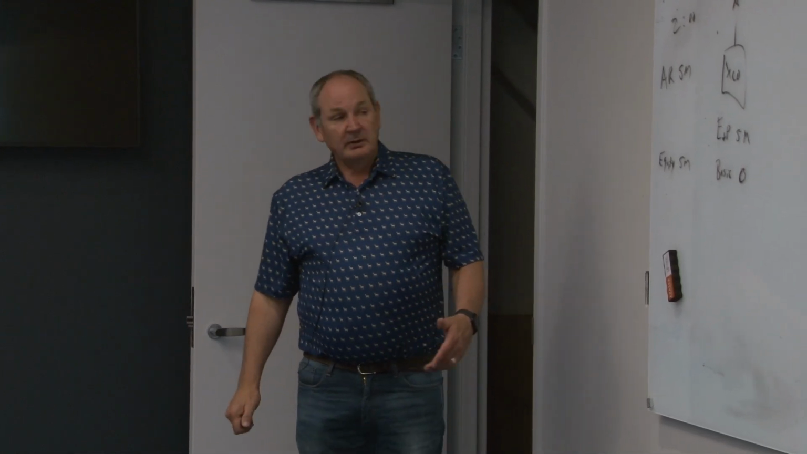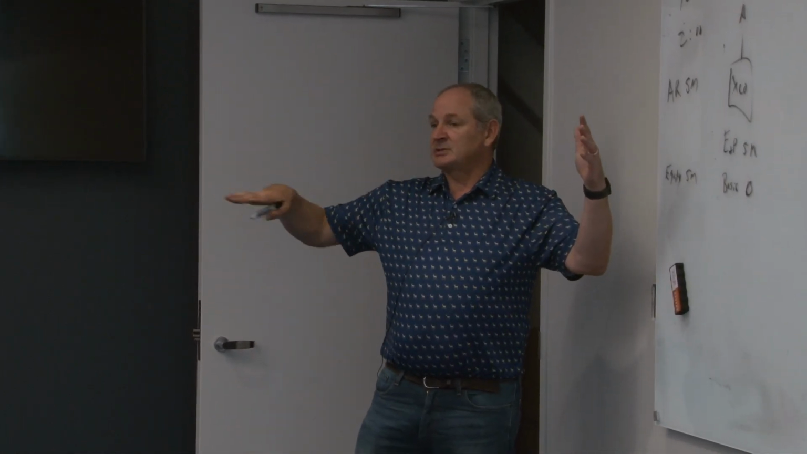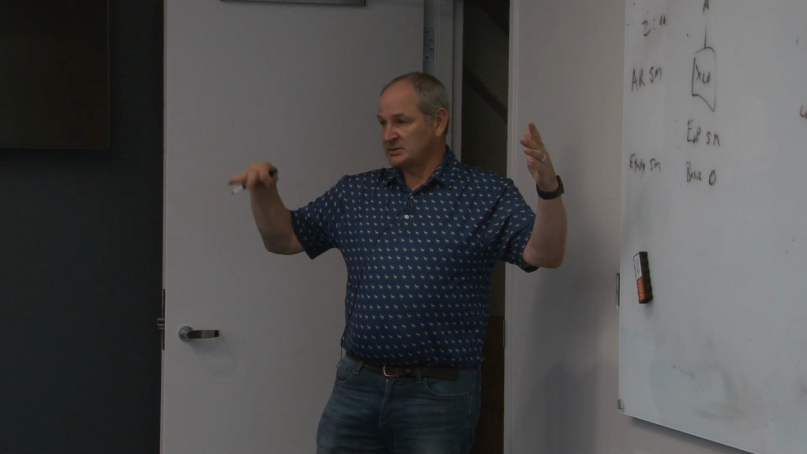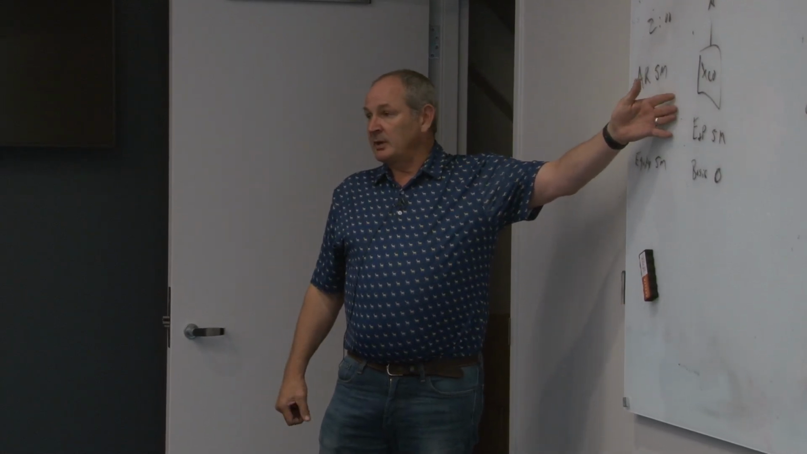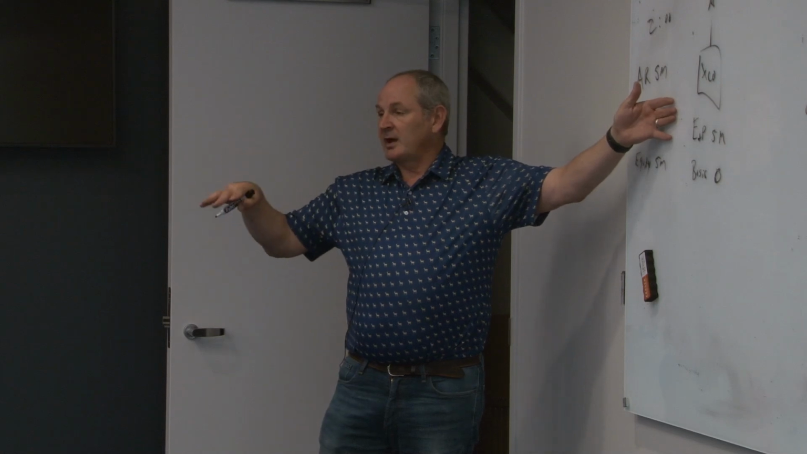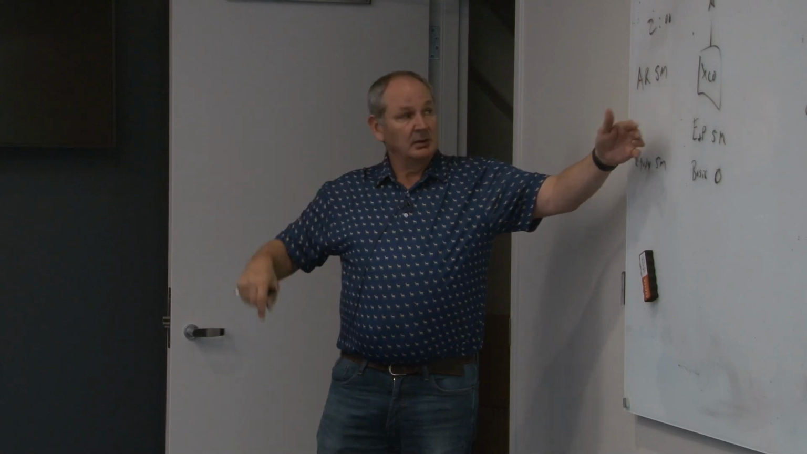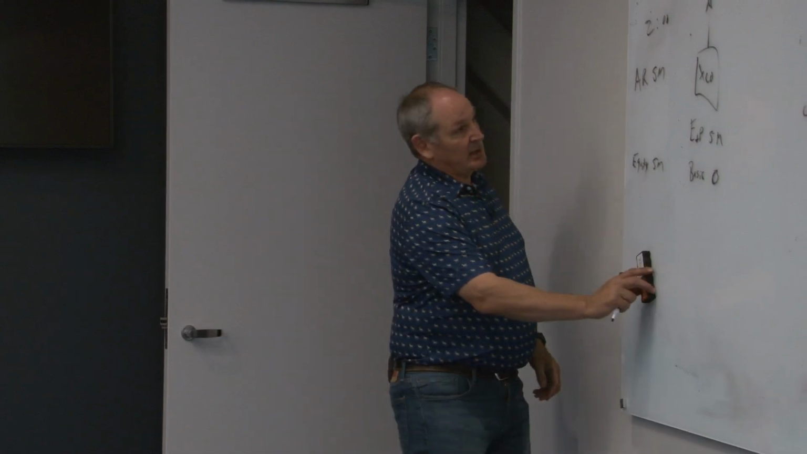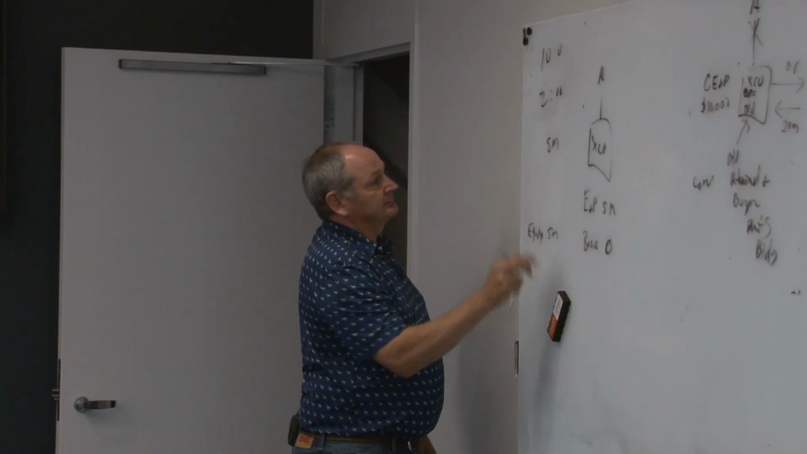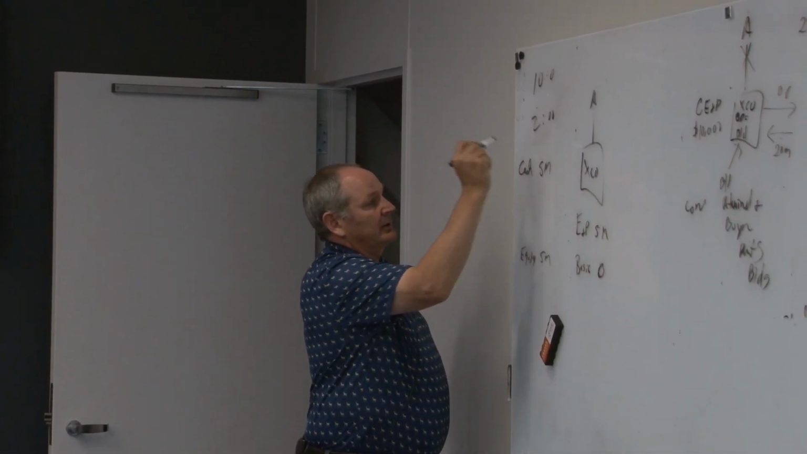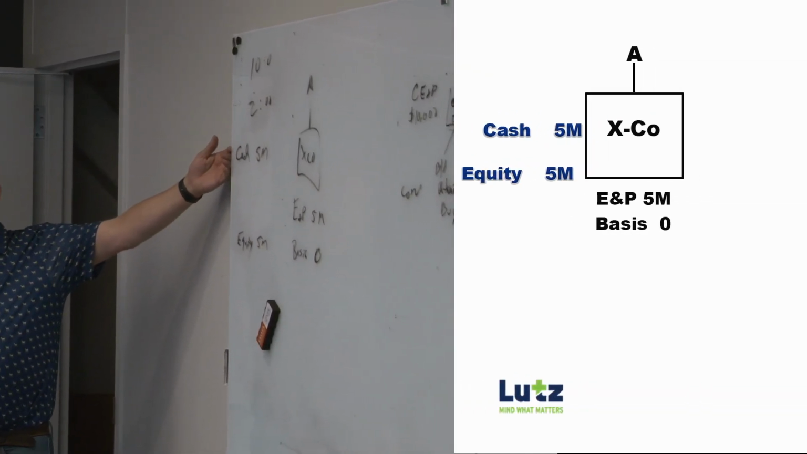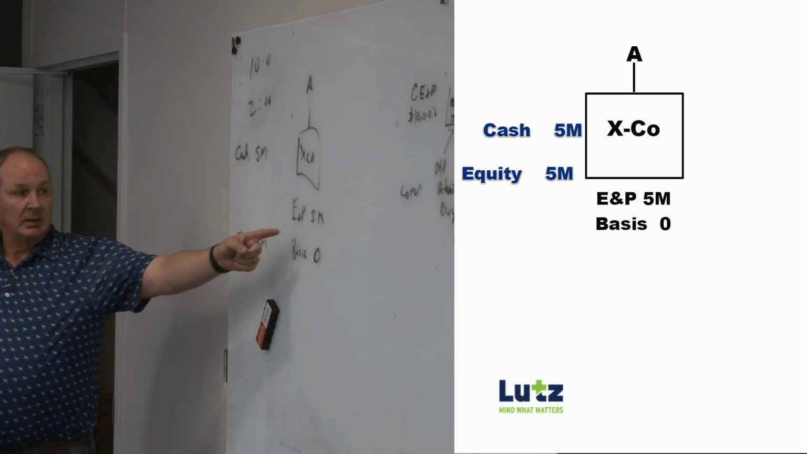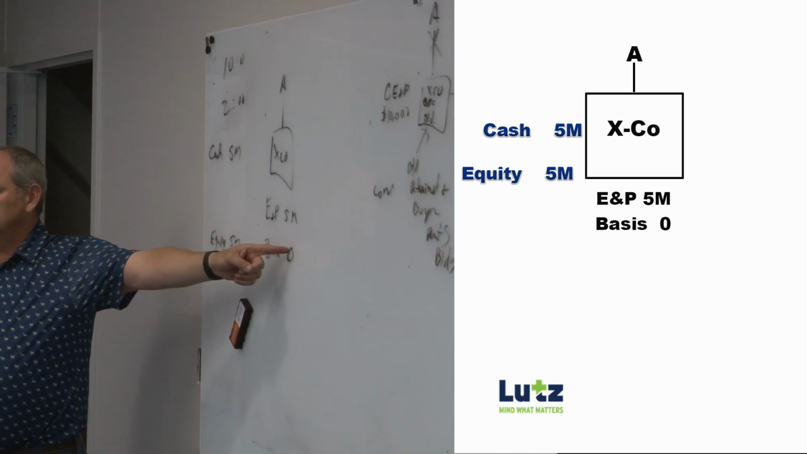Lutz pays Exco $5 million. I'm not going to worry about Exco paying tax because that's just going to muddy the water. They pay Exco $5 million or something more than $5 million. Exco pays the $5 million, which gives me, let's call it cash in perpetuity versus AR because that makes me feel better. Has $5 million cash because I want to distribute it. Has $5 million equity and has $5 million of E&P.